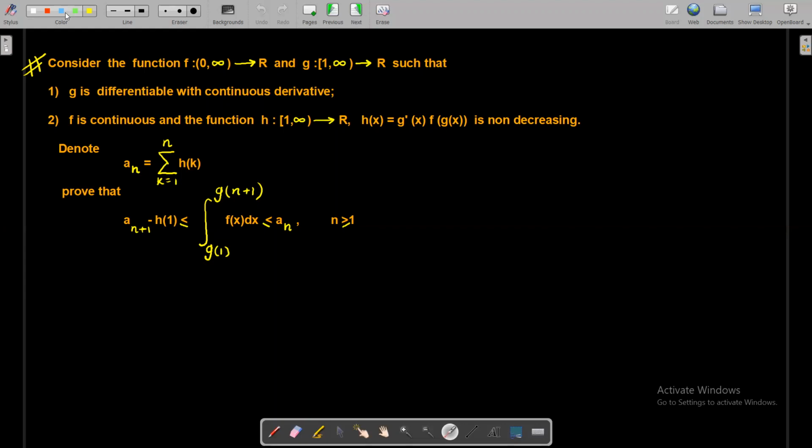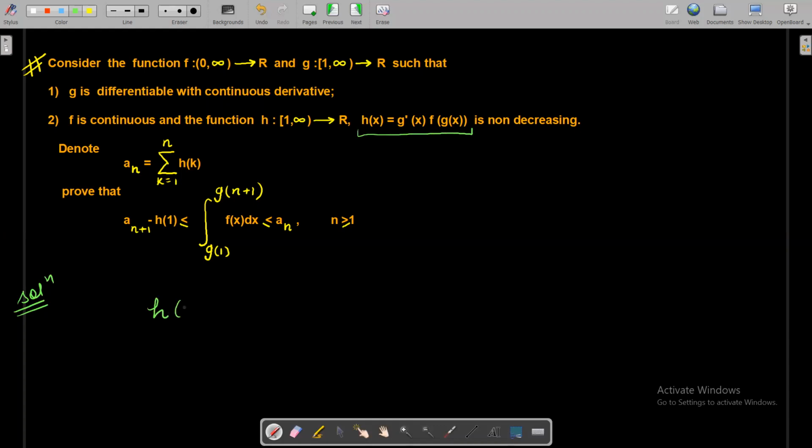So now I'll start solving the question. How we are going to solve the question, let us see. I'll make use of all the information that they have given for proceeding. The first information that they have provided us is g is differentiable and has a continuous derivative. Second, f is continuous and the function h is this one. So I'm going to start my question from here.